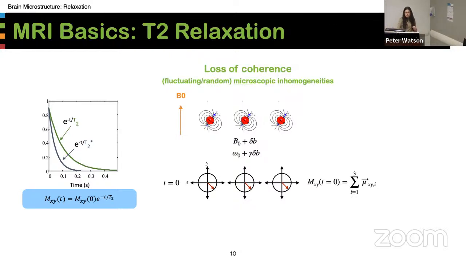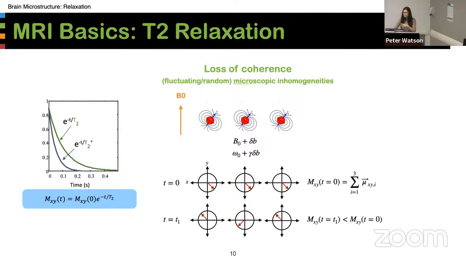Over time, since they're spinning at slightly different rates, and those rates are changing, they'll lose coherence. They'll start pointing in different directions. And if you take the sum of their magnetic moments now, you'll find that it adds up to something that is lesser than what it was before. So this is what causes this T2 relaxation. It's these randomly fluctuating microscopic field inhomogeneities.